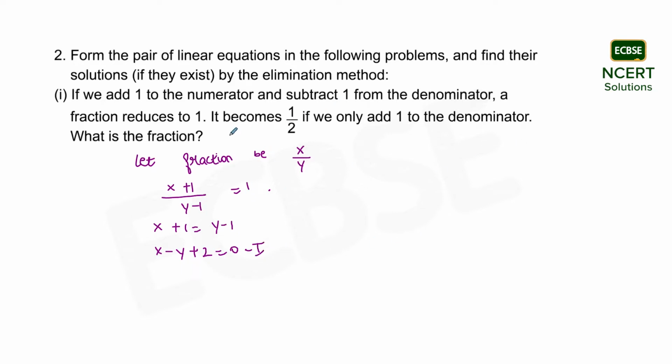Now coming to the second statement in the problem, it says that it becomes 1 by 2 if we only add 1 to the denominator. So by adding 1 in the denominator only, it will be x divided by (y plus 1) is equal to 1 by 2. Or we can write it as 2x is equal to y plus 1, or 2x minus y minus 1 is equal to 0. Let me mark this as the second equation.